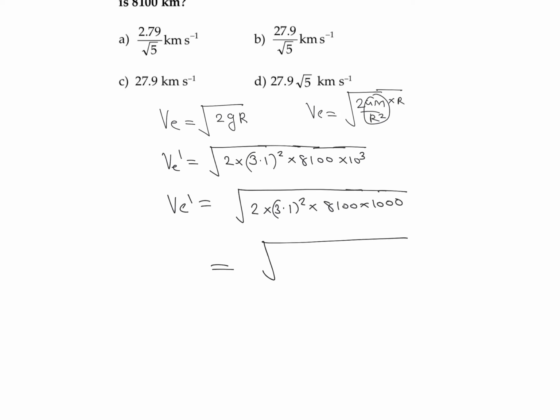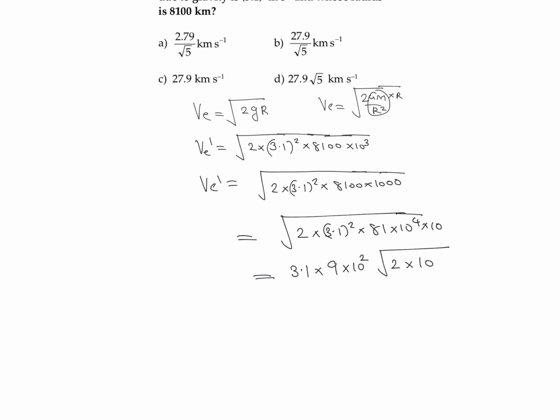Or you can write it as 2 into 3.1 square into 81 into 10 raised to 4 into 10. So this can be written as 3.1 into root of 81, we can take it as 9, and root of 10 raised to 4 we can take it as 10 raised to 2. The remaining thing is 2 into root of 2 into 10. This is escape velocity on that planet.